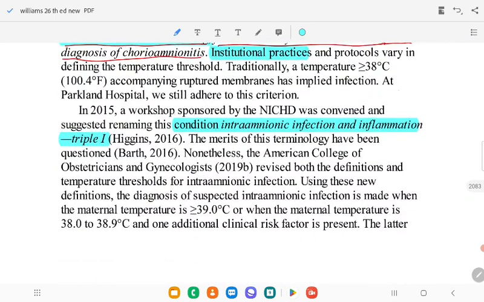In 2015, a workshop sponsored by the NICHD was convened and suggested renaming this. They renamed clinical chorioamnionitis to intraamniotic infection and inflammation, Triple I. The merits of this terminology have been questioned. Nonetheless, ACOG in 2019 revised both the definition and temperature threshold for intraamniotic infection.